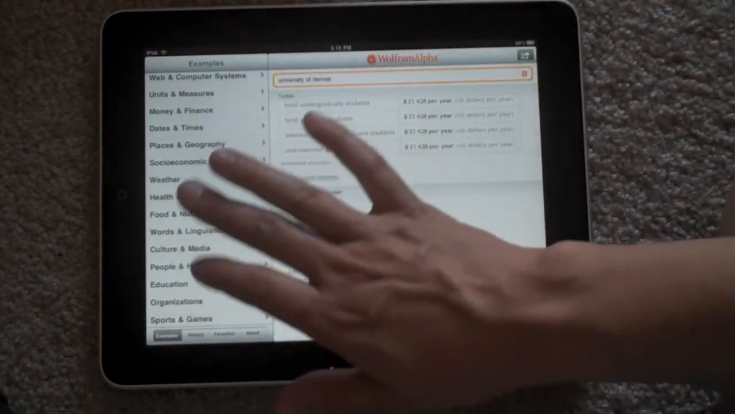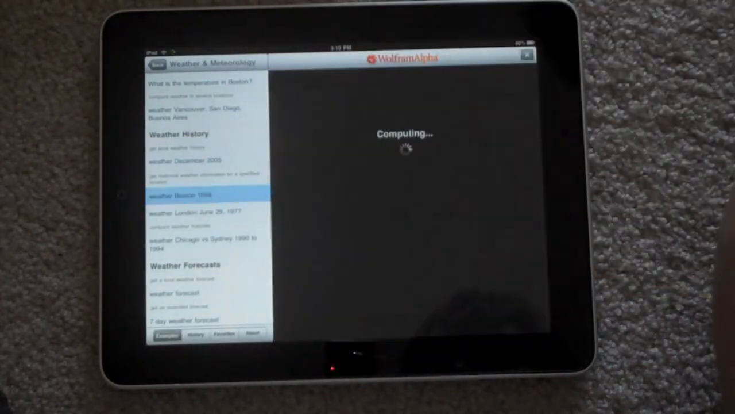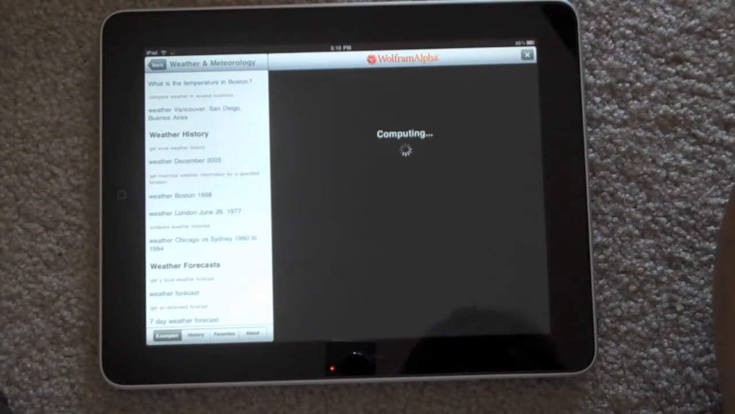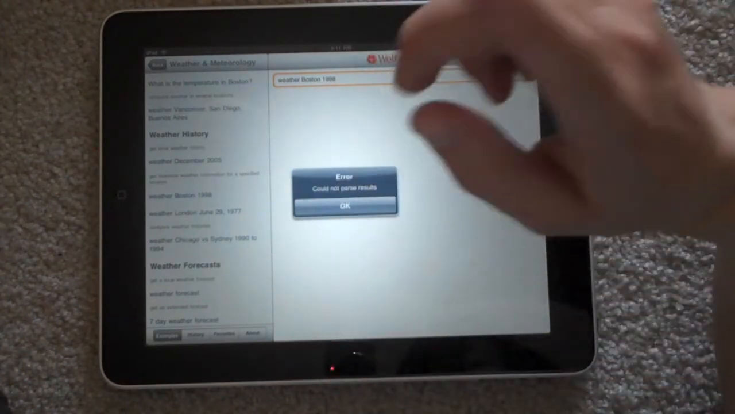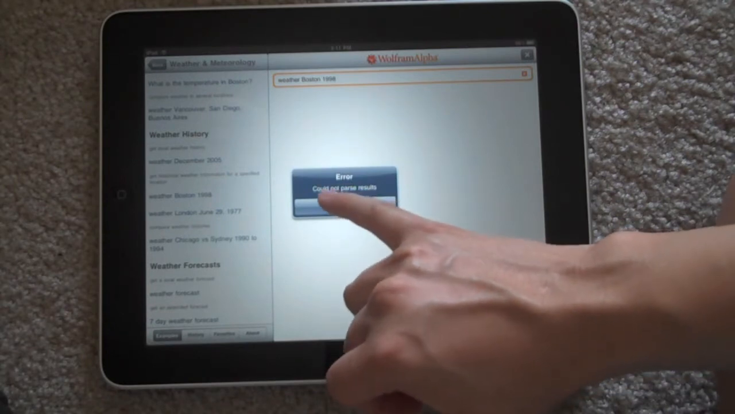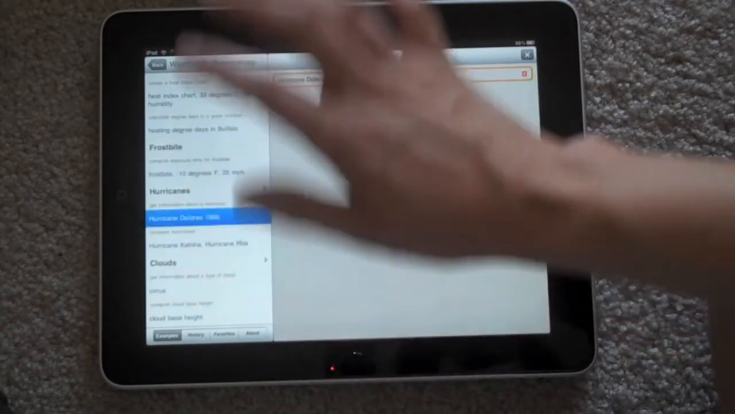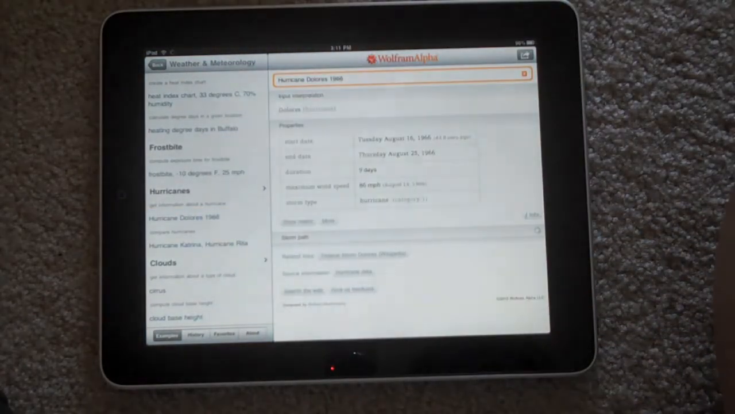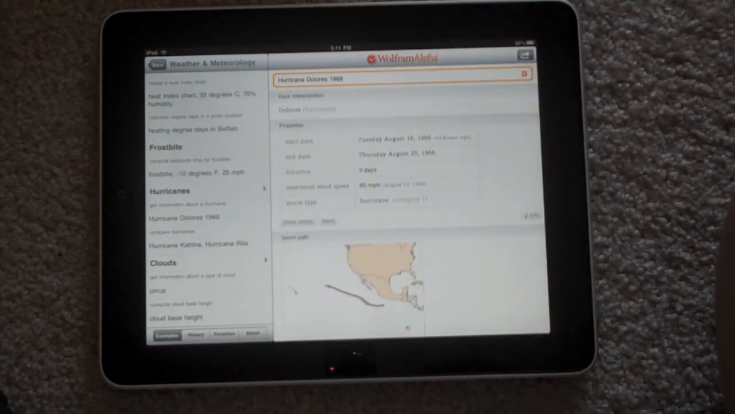Anyway, we can look at weather. Let's look at weather in Boston in 1998. Again, this is just, error, could not parse results. That would definitely be a bug, since this is an example that WolframAlpha provided. That is very interesting. Let's look at Hurricane Dolores. Hopefully this one works. There we go. So this tells us about Hurricane Dolores, and this is what I mean, where it's kind of like an encyclopedia. It gives a lot of information.